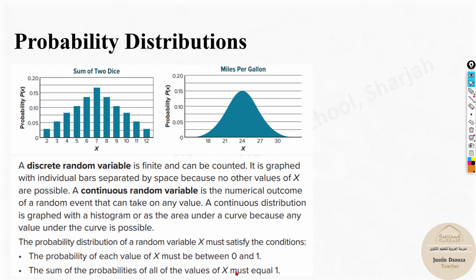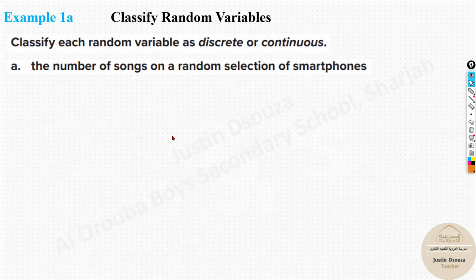And the sum of probabilities of x values must equal 1. Yes, obviously, when you add all of these, it will be 1. And now we will look into discrete and continuous. Let's look at the difference.